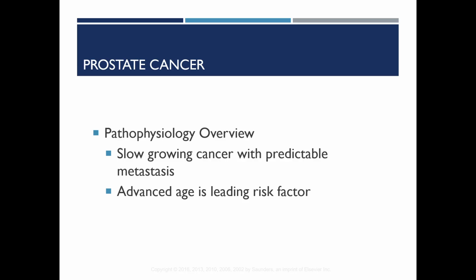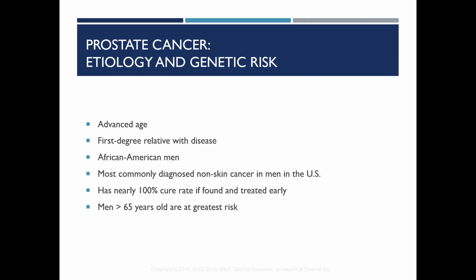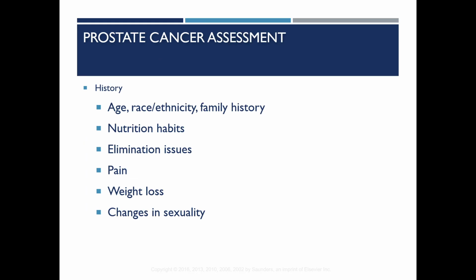Then we get into prostate cancer. It's a slow-growing cancer with predictable metastasis, and advanced age is the leading causative factor. Okay, and then it talks about the etiology and genetic risk. Remember, the big risk is advanced age, also first-degree relative. Unfortunately, African American men. It's the most commonly diagnosed non-skin cancer in men in the U.S. It has nearly 100% cure rate if you get it early, and men greater than 65 are at the greatest risk.